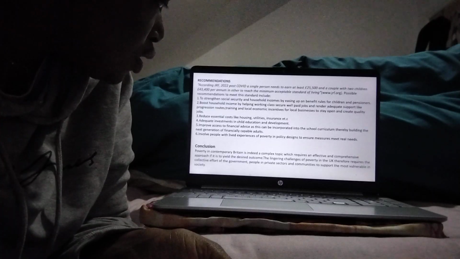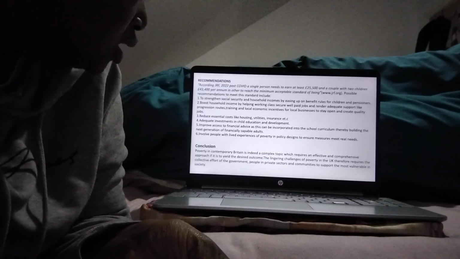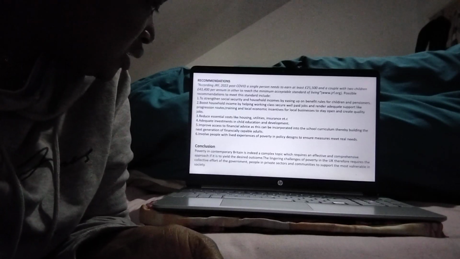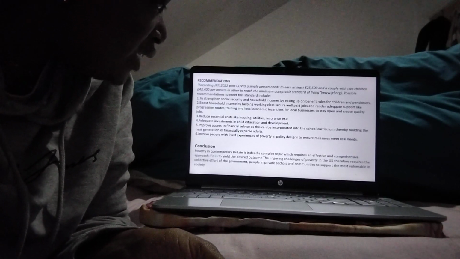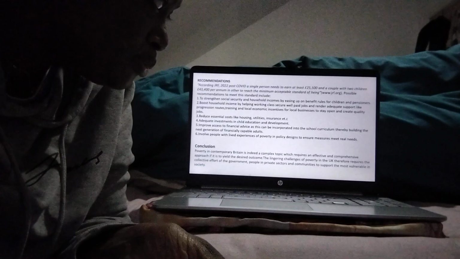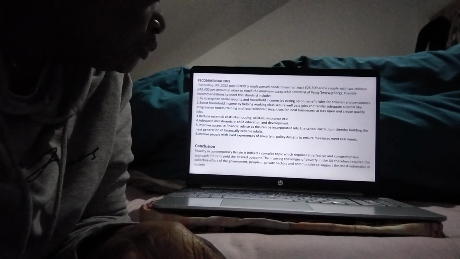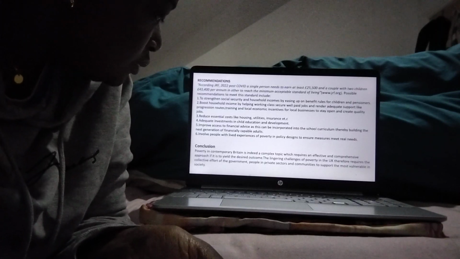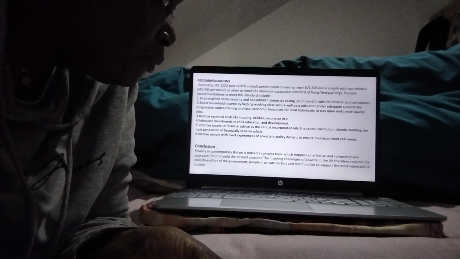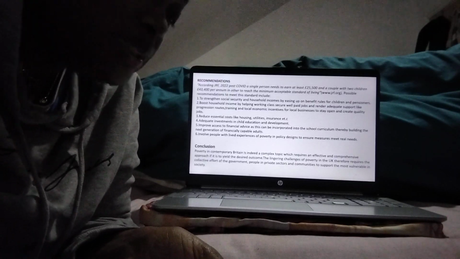3, reduce essential costs like housing, utilities, insurance, for example. 4, adequate investments in child education and development. 5, improve access to financial advice, as this can be incorporated into the school curriculum, thereby building the next generation of financially capable adults. And 6, involve people with lived experiences of poverty in policy designs to ensure measures meet real needs.